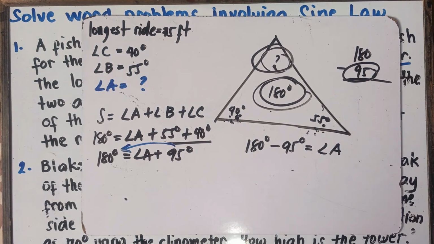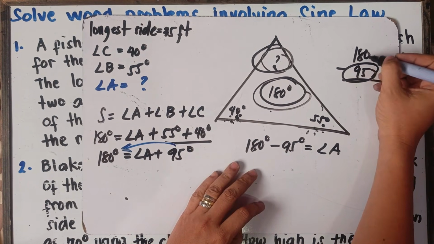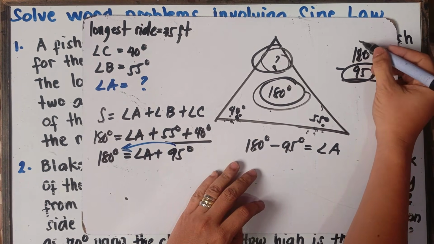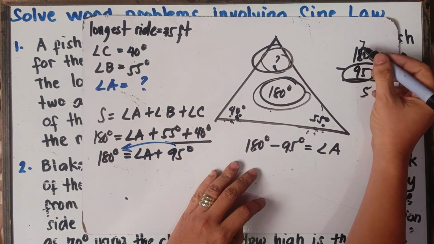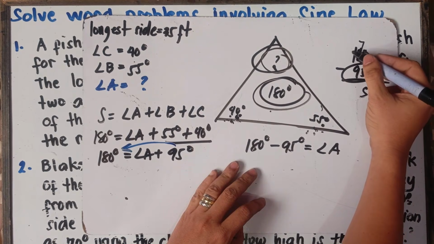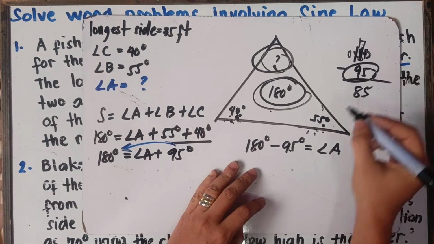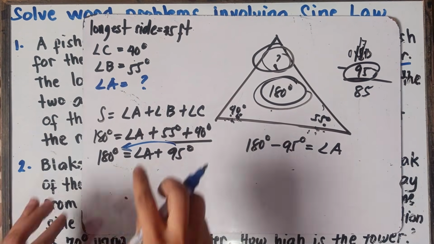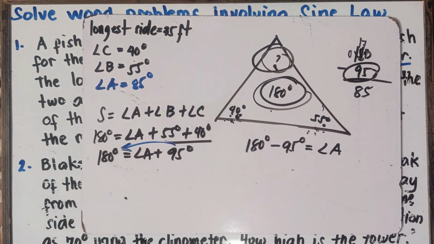So 180 minus 95, I think that's 85. 0 minus 5 cannot be, so this becomes 10. 10 minus 5 is 5. Then 7 minus 9 cannot be, so borrow 1. This becomes 0, this becomes 17. 17 minus 9 would be 8. So that would be 85. Therefore, class, angle A is 85 degrees. Once again, class, angle A is 85 degrees.